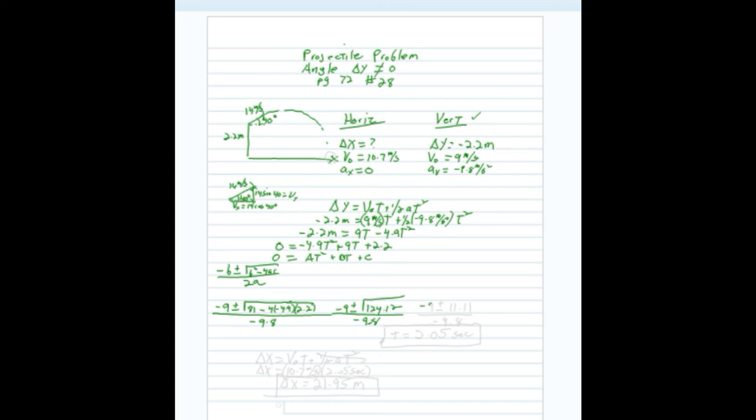So I have negative 9 plus or minus 11.11 over negative 9.8. Since I'm dividing by a negative number, the only one that makes sense is if I have a negative on the top. In other words, if I add positive 11.11 to negative 9, I'm going to get a positive number divided by negative 9.8 and get a negative time, which makes no sense. So the time here is going to be negative 9 minus 11.11 divided by negative 9.8, which is 2.05 seconds. The other time is negative because it doesn't really happen.